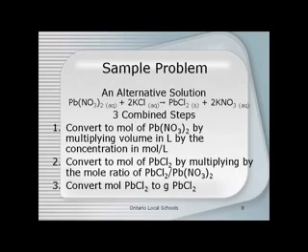For our alternative solution, we're just going to combine 3 steps. The first step was to convert to moles of lead-2 nitrate by multiplying the volume in liters by the concentration in moles per liter. Then we convert to moles of lead-2 chloride by multiplying by the mole ratio of lead-2 chloride to lead-2 nitrate. Once we do that, we then convert moles of lead-2 chloride to grams of lead-2 chloride. You'll see this expressed on the next slide.